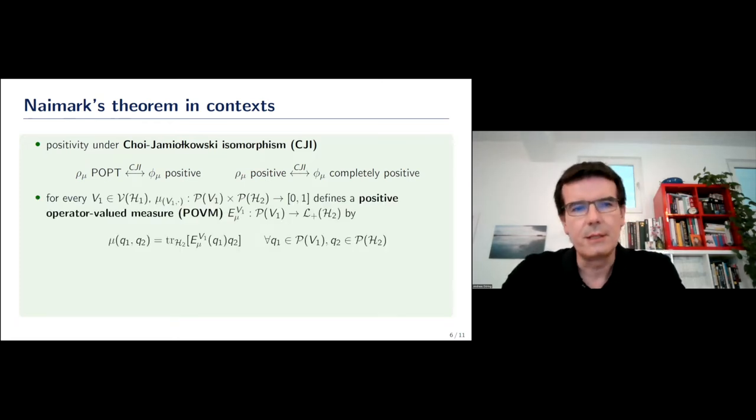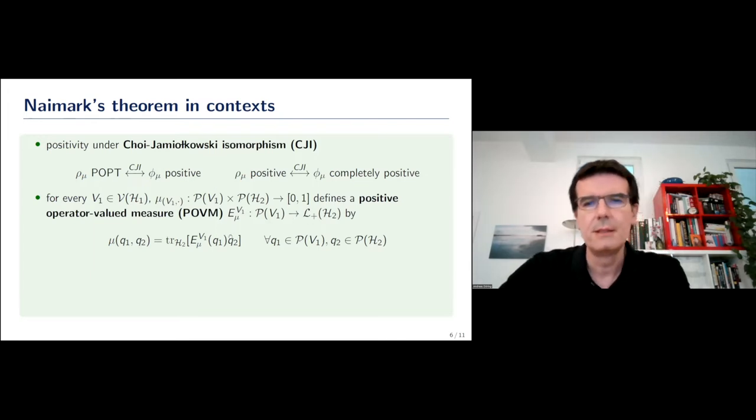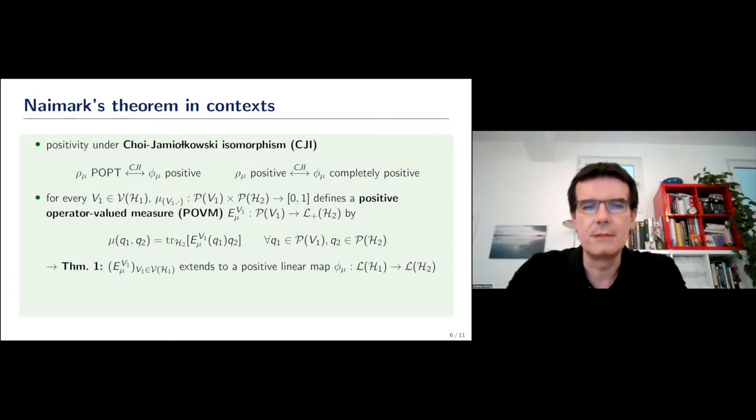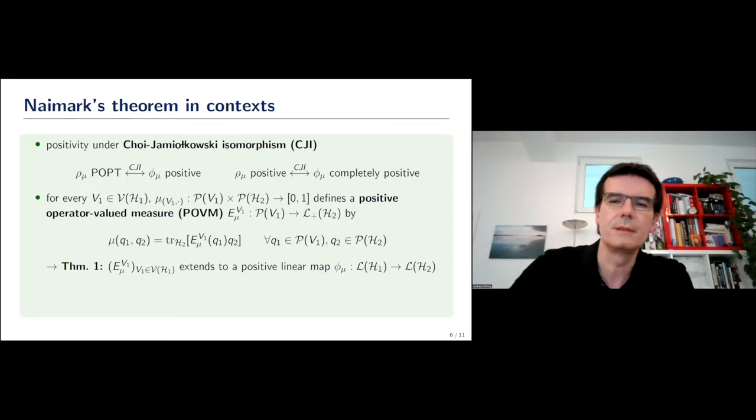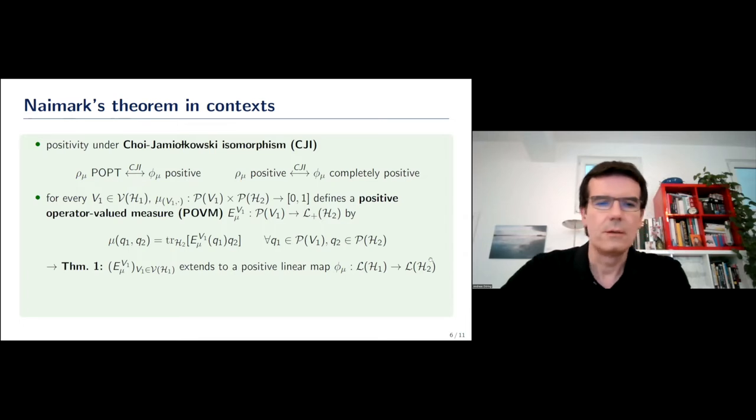Now we rewrite slightly what we had before using this, and it's easy to observe that for every context of the first subsystem, you get a POVM in this way. So it's E^μ_V1 goes from projections in this context V1 to the positive operators on the second Hilbert space. How does this work? Well, basically, as you would expect, you define the POVM in this way. And there's a little result that actually makes use of Gleason's theorem. This POVM extends to a positive linear map φ^μ from the operators on H1 to the operators on H2.